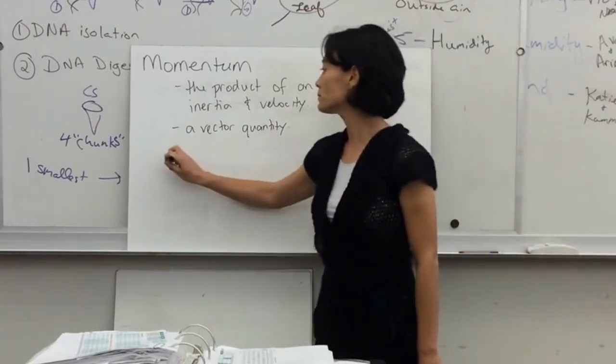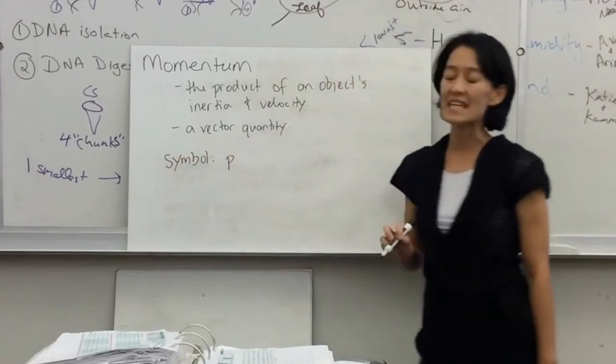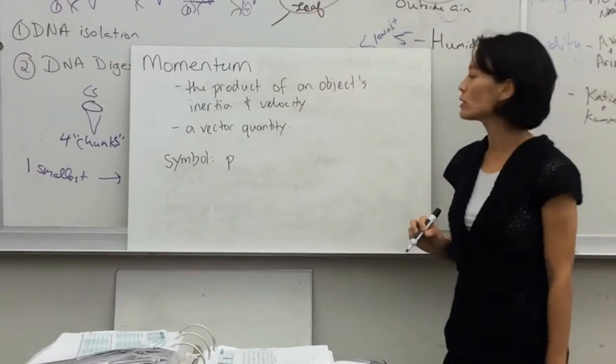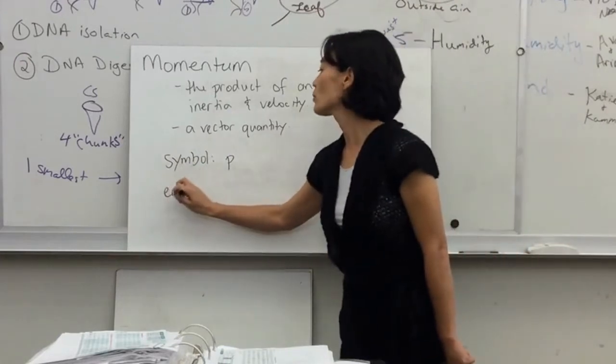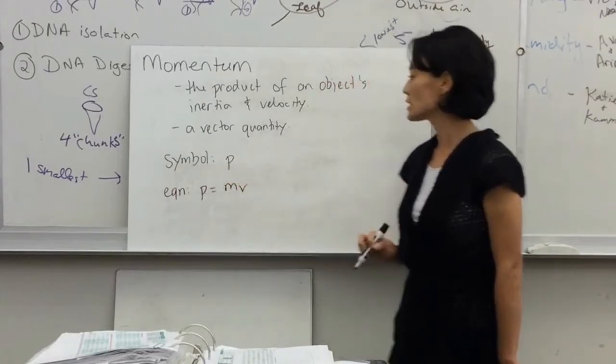The symbol for momentum is a lowercase p. I know, it doesn't make sense. You just have to get used to it. The equation is going to come right out of the definition. Momentum is equal to mass times velocity.